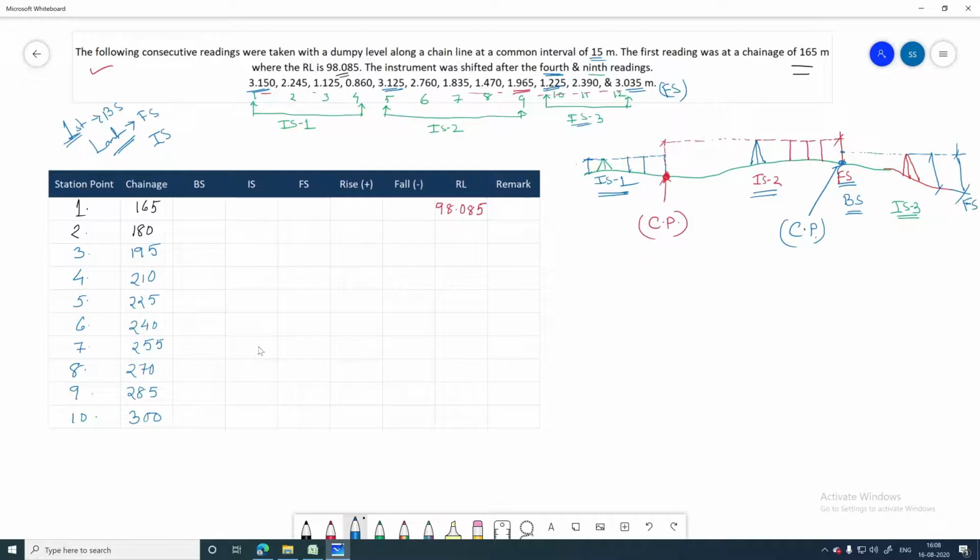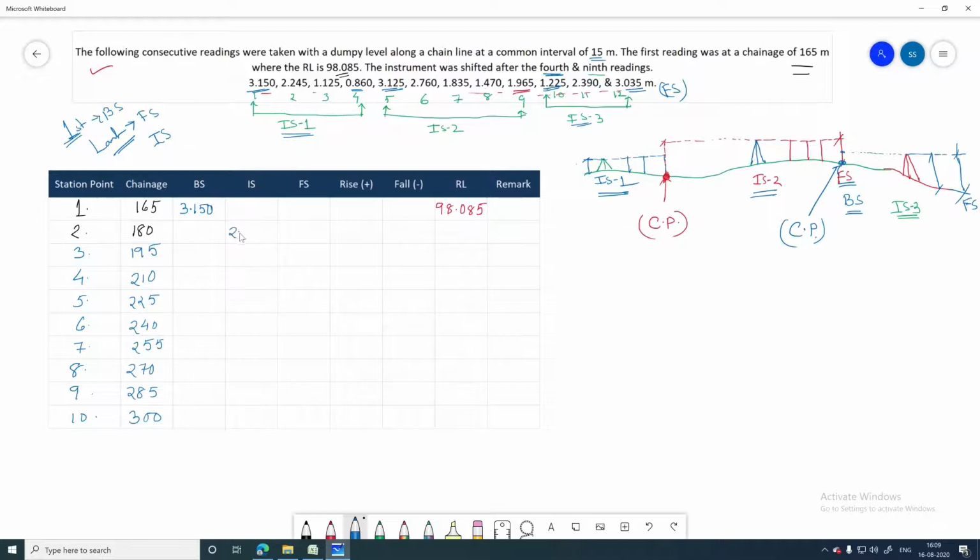Let's put all the values and then you will understand why I have taken 10 as the last station point. If you consider instrument station 1, the initial backside reading will be 3.150, so we put it over here. Now the second one, 2.245, is the intermediate sight reading, and 0.860 is the foresight. The second and third readings are intermediate sight readings, so they come over here.